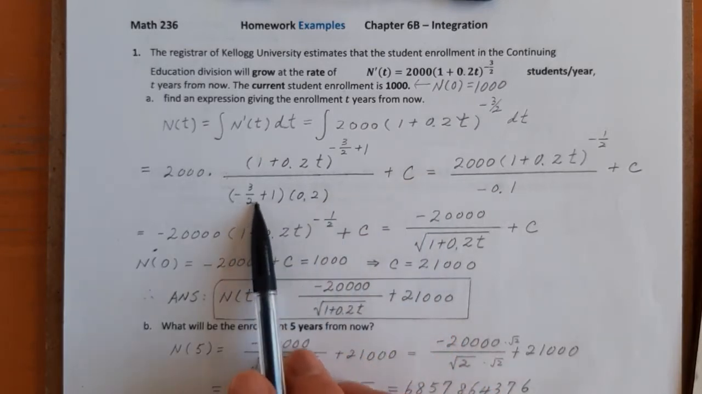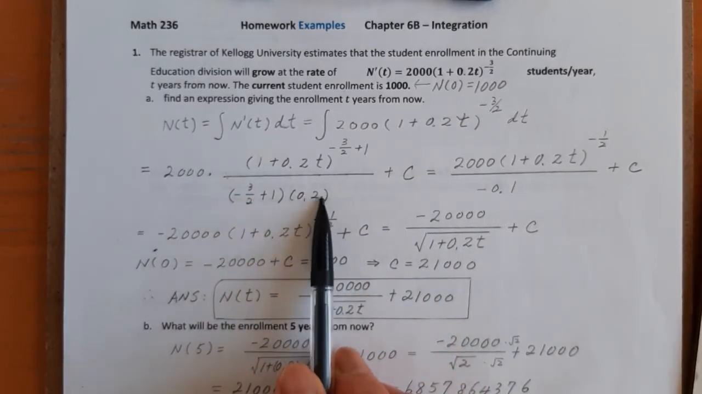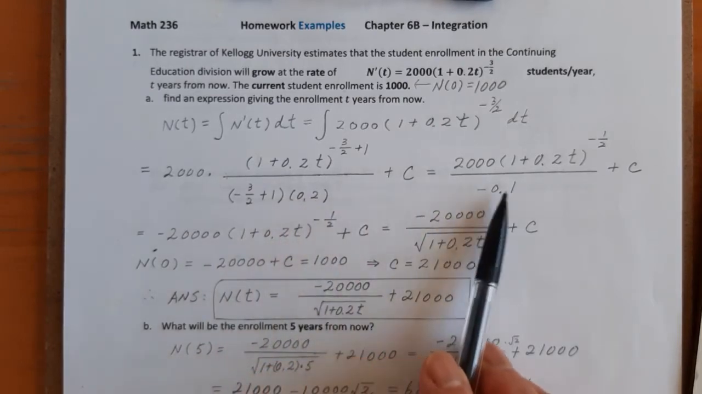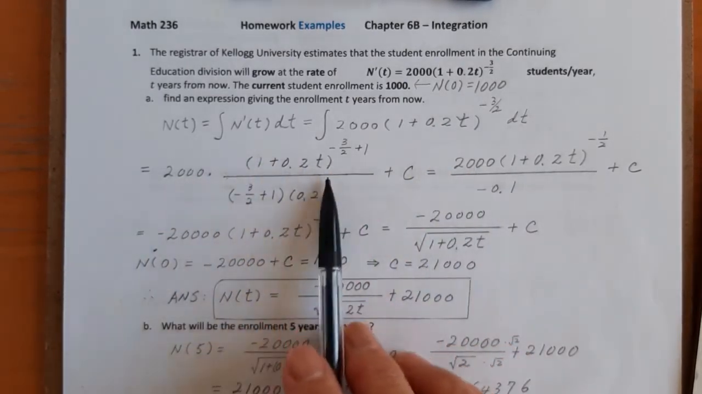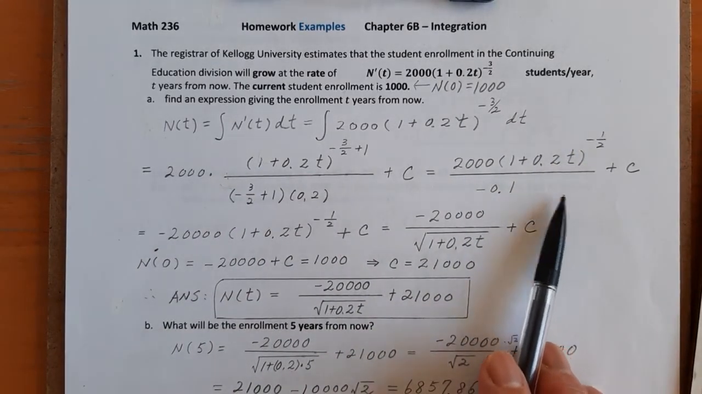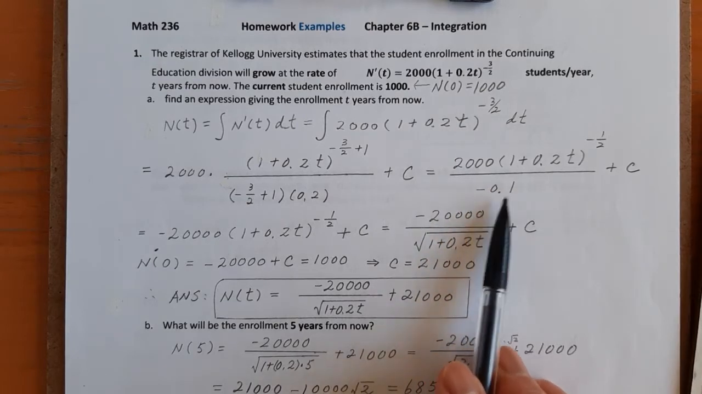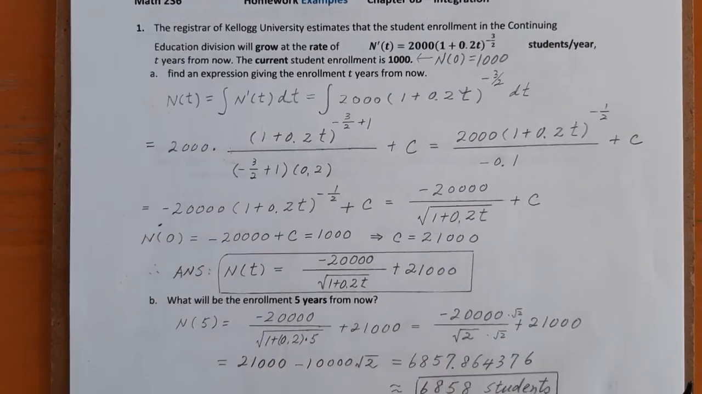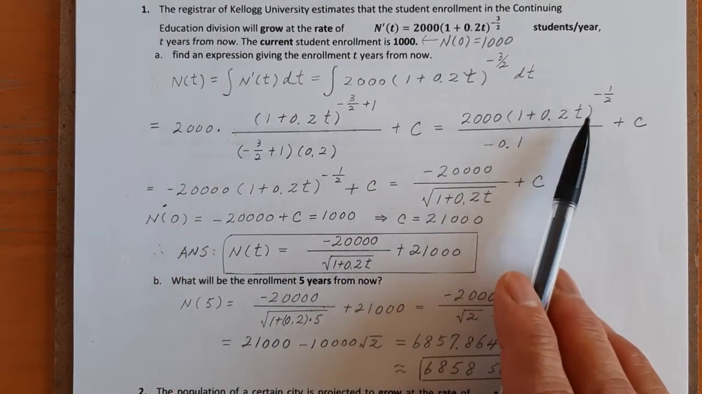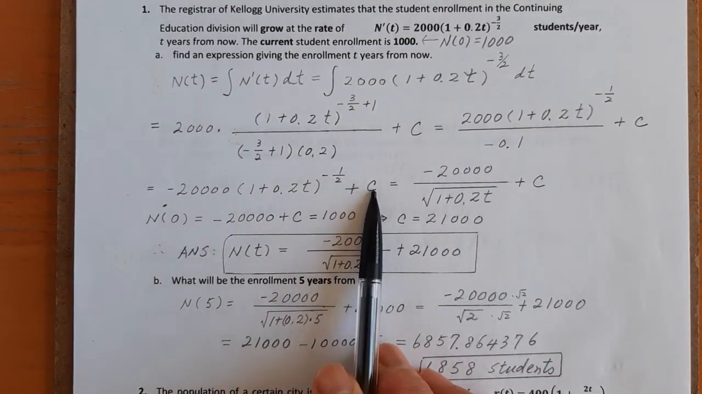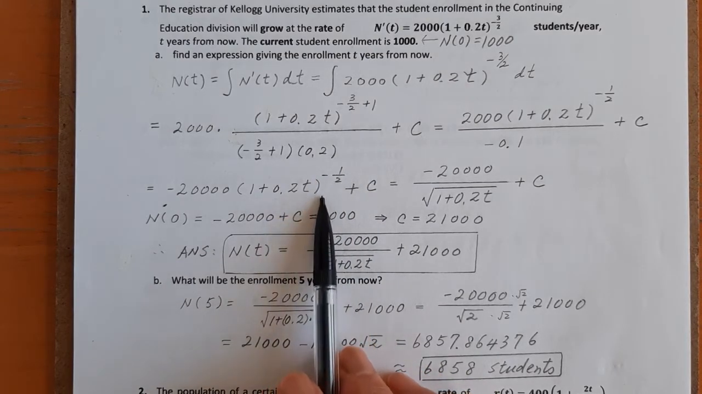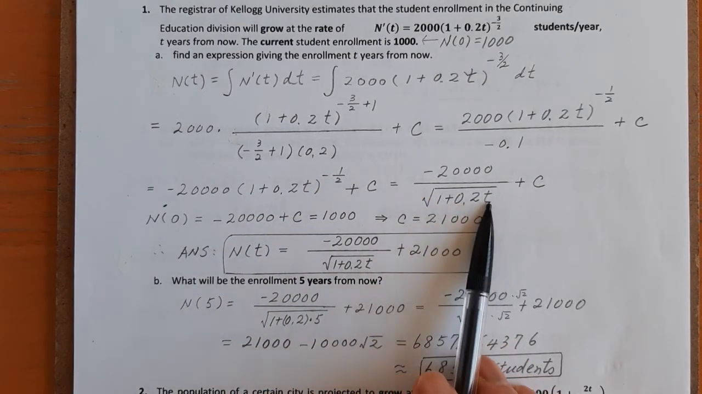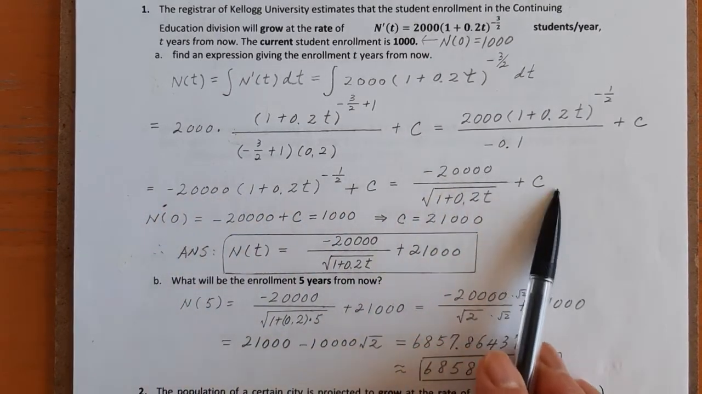So equal to negative 1 over 2 times 0.2, which is negative 0.1. And 2,000 times this to the power negative 1/2, plus c. And then this is a negative 1 over 10, so take the reciprocal, times negative 10. So we get negative 20,000 times 1 plus 0.2t to the power negative 1/2, plus c. And you can move this down to the denominator as the power 1/2 and change to a radical. So it's negative 20,000 over the square root of 1 plus 0.2t, plus c.